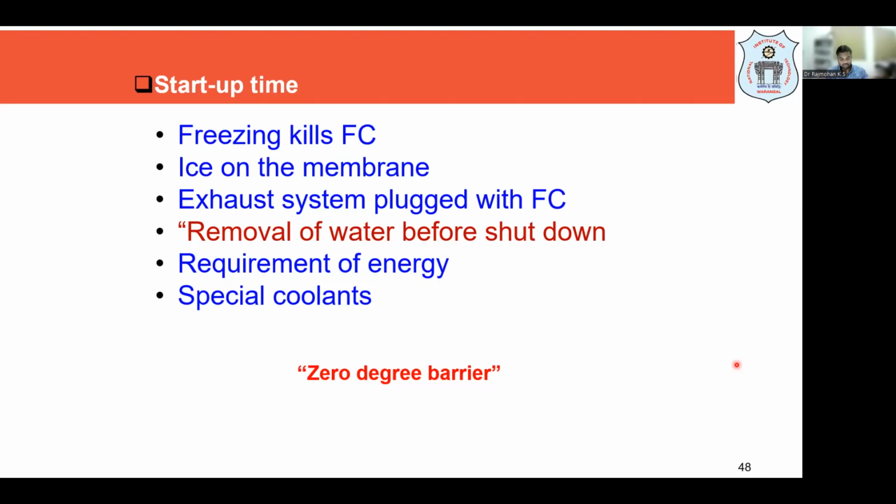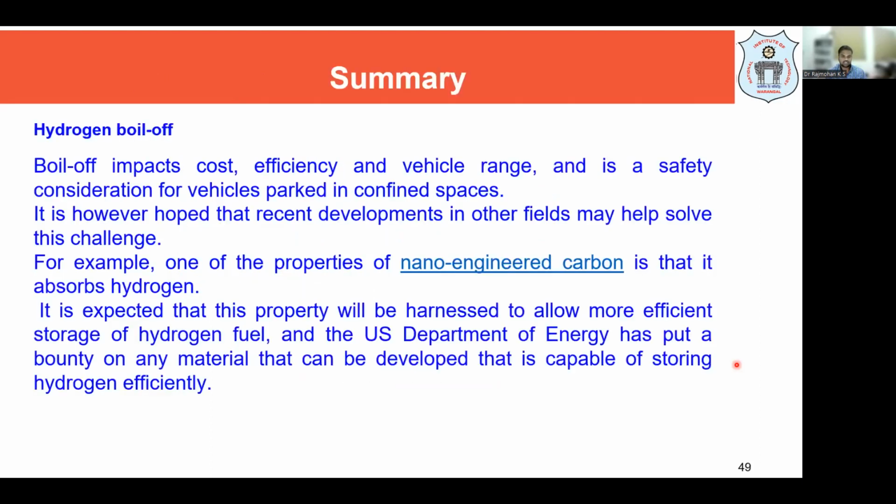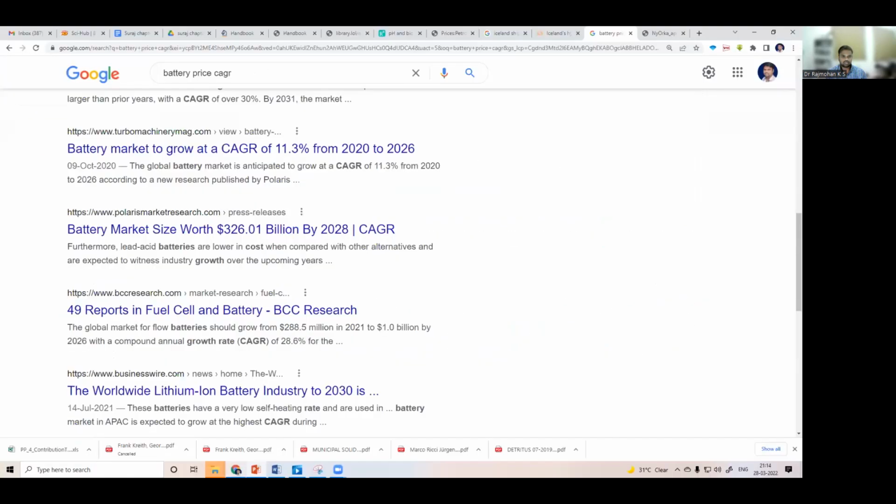Okay, so the fuel cell has to overcome this 0 degree barrier that is there. The moment your fuel cell gets to 0 degrees, you cannot start it. So just you can see what happens with the varying temperatures.